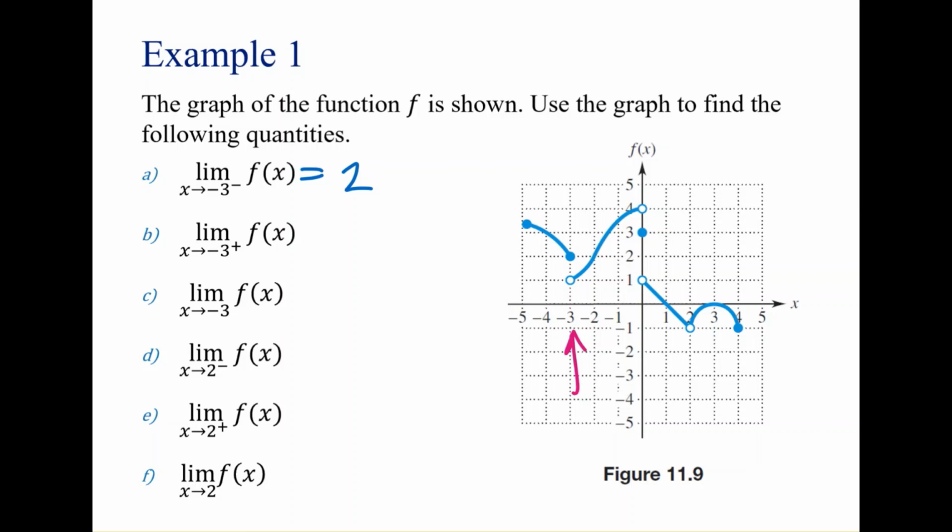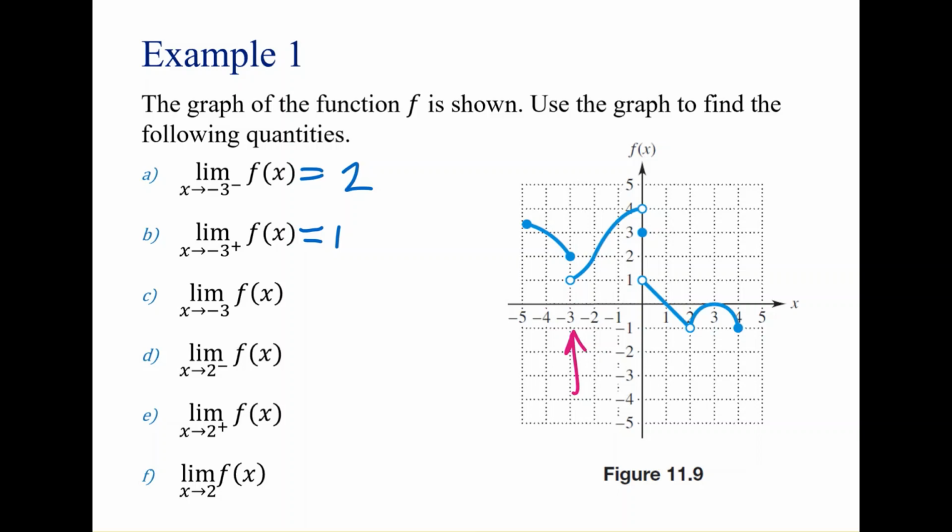Part B, find the limit as x approaches negative 3 from the right of f of x. This is the behavior of the function as we approach negative 3 from the right. The function value approaches 1, so the limit as x approaches negative 3 from the right of f of x is 1. Part C, the limit as x approaches negative 3 of f of x.